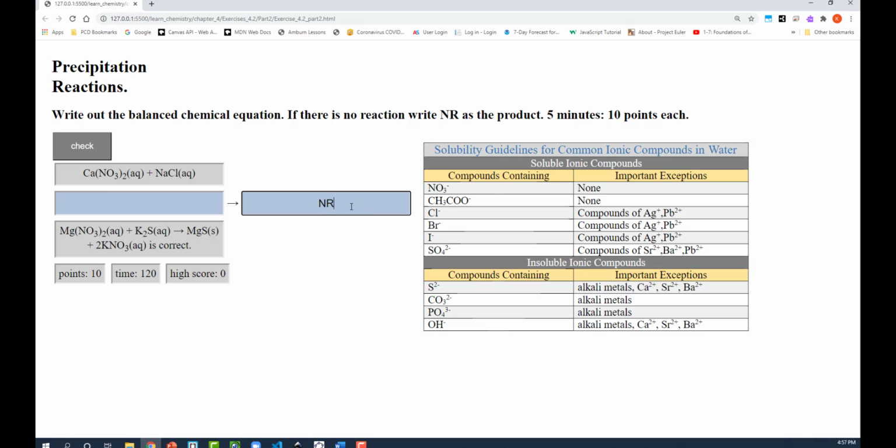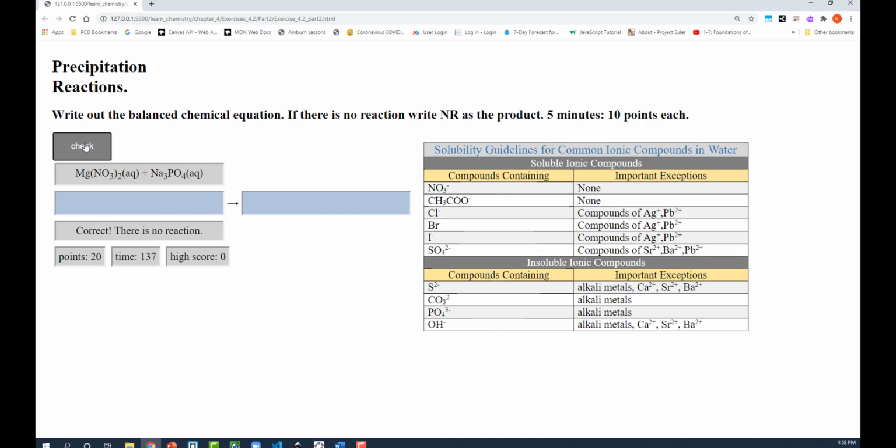I don't know why it didn't give it to me. If there's no reaction, write NR as the product. I did that. Yeah, okay, I'll check that out later. In any case, that's what you have to do. And good luck with this. Sorry about the NR not working. I don't know what's going on. If there's no reaction, write NR as the product, that's what I just did. Oh, I didn't hit check. Oh, silly me. It says correct. There is no reaction. You have to hit check, not just hit return in the blue box.